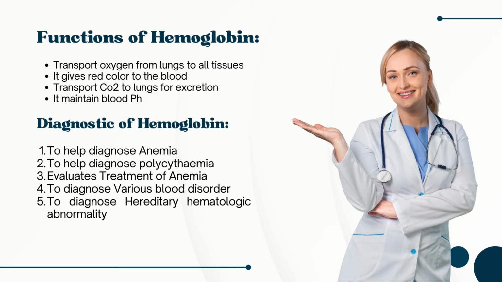Functions of hemoglobin. Transport oxygen from lungs to all tissues. It gives red color to the blood. Transport CO2 to lungs for excretion. It maintains blood pH. Diagnostic use of hemoglobin. To help diagnose anemia. To help diagnose polycythemia. Evaluates treatment of anemia. To diagnose various blood disorders. To diagnose hereditary hematologic abnormality.